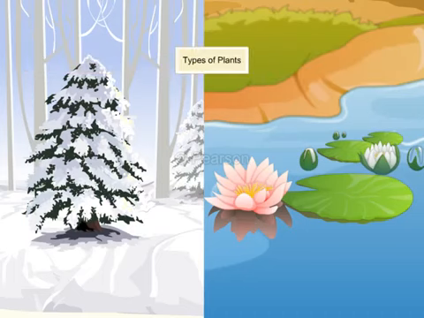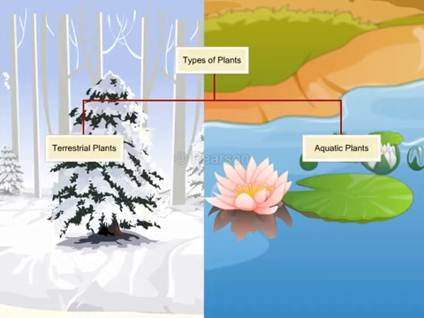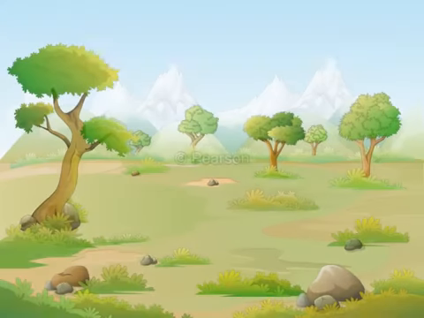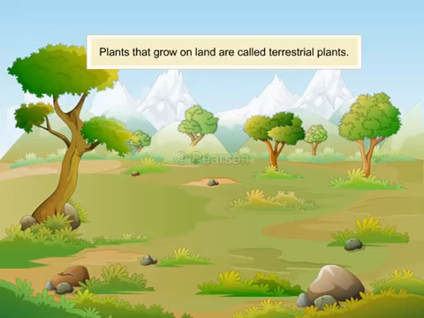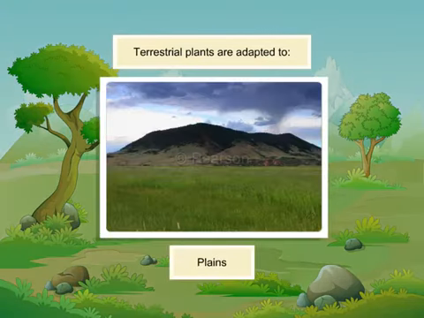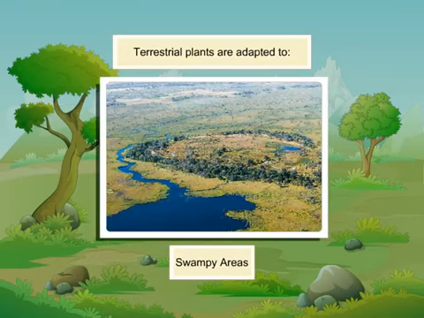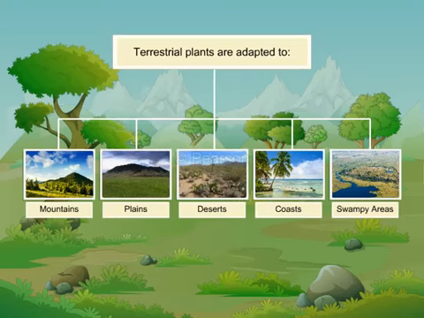Plants can be broadly categorized into two types based on the habitat they are adapted to. They are terrestrial plants and aquatic plants. Plants that grow on land are called terrestrial plants. Terrestrial plants are adapted to different regions on land, such as mountains, plains, deserts, coasts, and swampy areas. Let us look into the adaptations of plants of these regions.